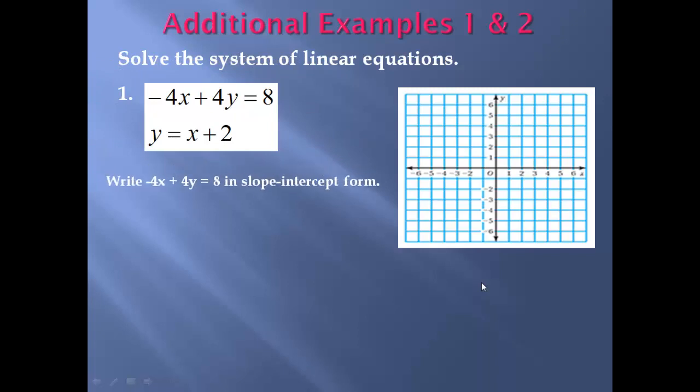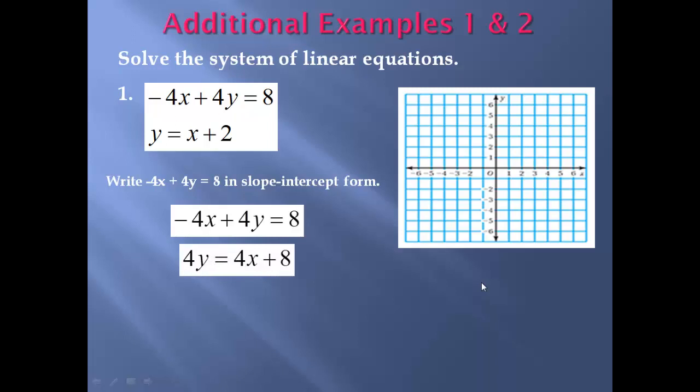The first thing we want to do is write negative 4x plus 4y equals 8 in slope-intercept form. So we're going to start with our equation and we want to solve it for y. We're going to first add 4x to both sides. This is going to give us 4y equals 4x plus 8. Now we need to divide both sides by 4. So we're going to get y equals x plus 2. You will notice that we now have the same equation.